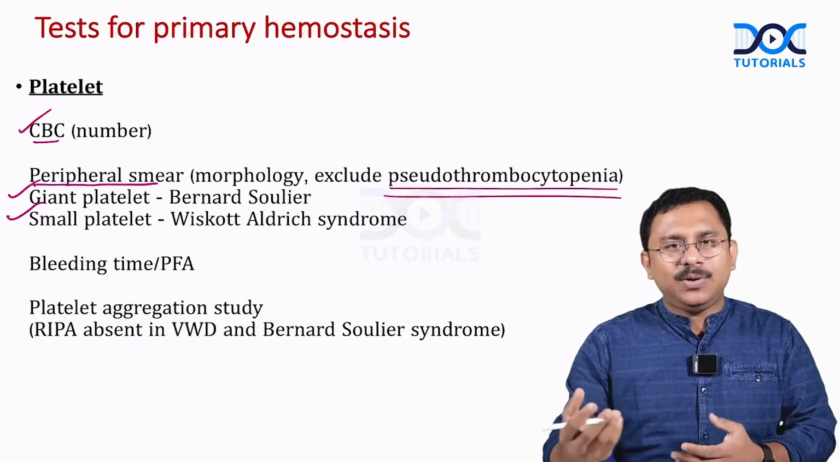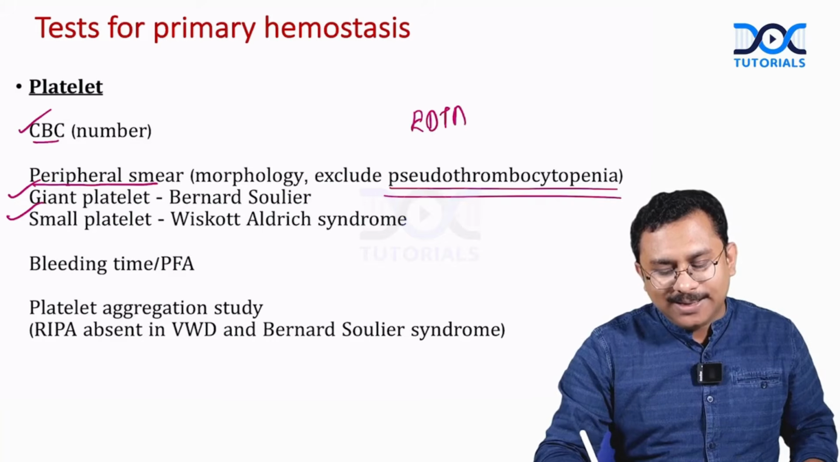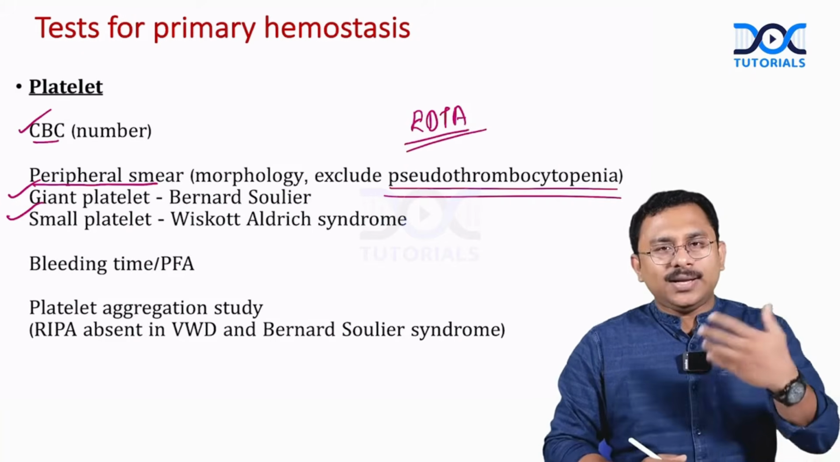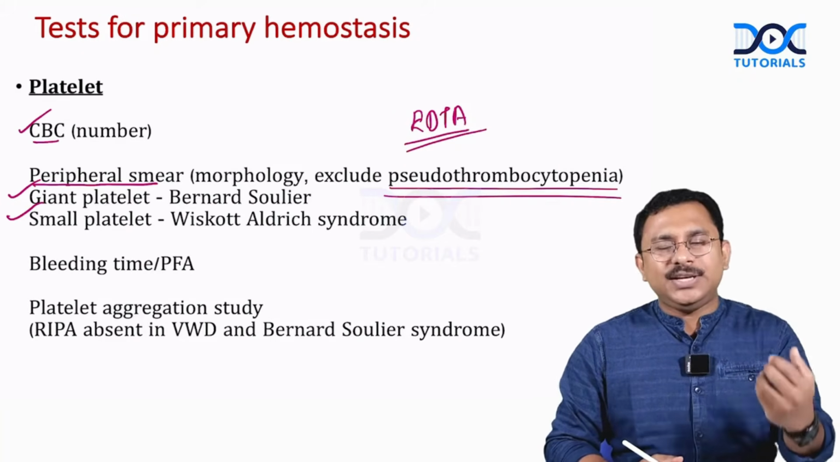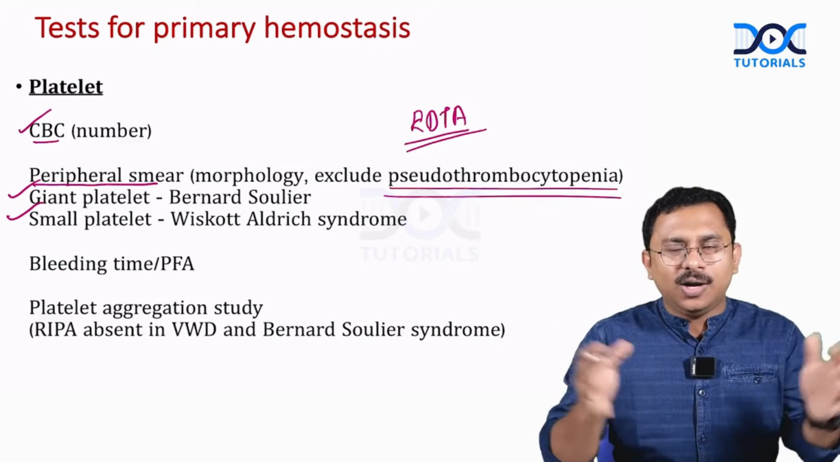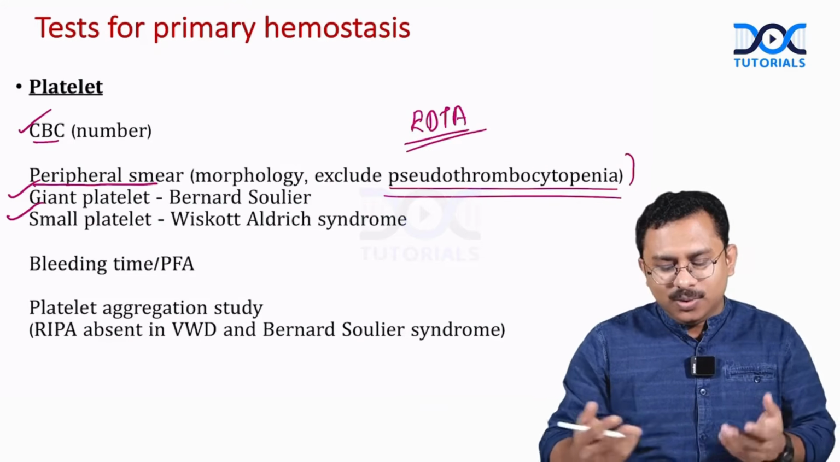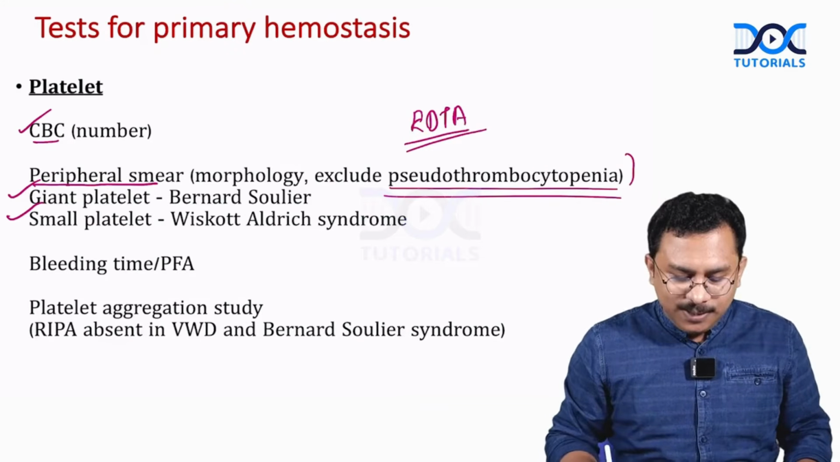If you take a blood sample with EDTA, it can cause clumping of the platelets. So if you just look at the count, it might actually spuriously show thrombocytopenia. But when you look at the peripheral smear, you will see all the platelets being clumped up, which will tell you it is a pseudothrombocytopenia.